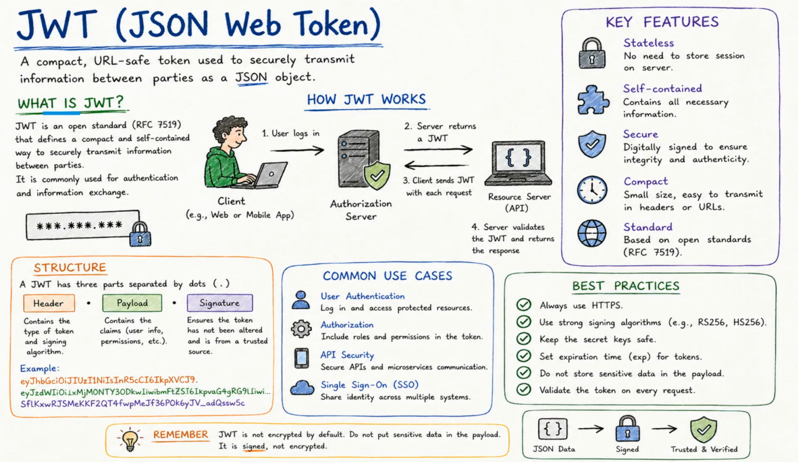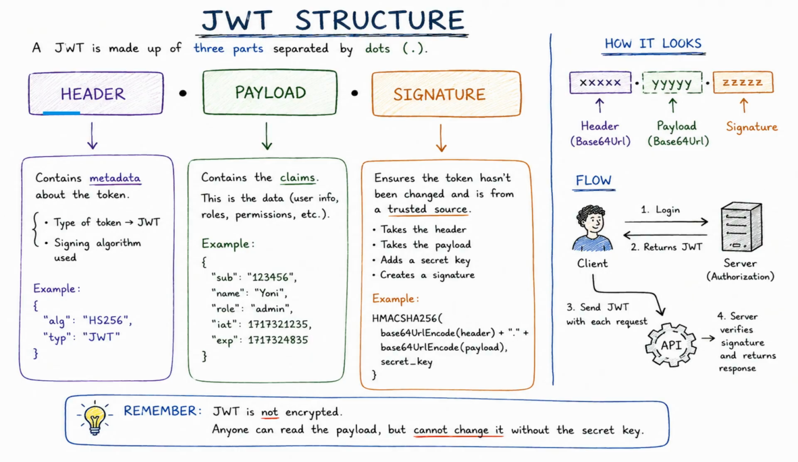Together, these concepts show why JWT is widely used for modern REST APIs, cloud applications, and microservices. On this slide, we're taking a closer look at what a JWT actually contains. Every JSON Web Token has three parts separated by dots: the header, the payload, and the signature. Think of the header as describing the token, the payload as carrying information about the user, and the signature as proving that the token hasn't been changed.